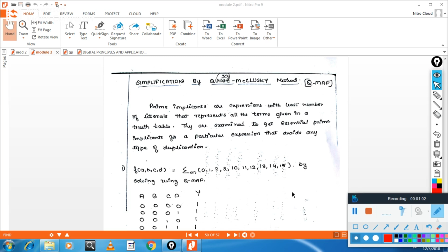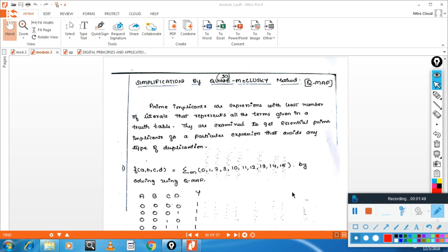In QMAP, it involves preparation of two tables. One is called prime implicants, the other is called essential prime implicants. Prime implicants are the expressions with the least number of literals that represent all the terms in the given truth table. After that, these prime implicants are further subjected to filtering to determine essential prime implicants, so that it will avoid any type of duplication.